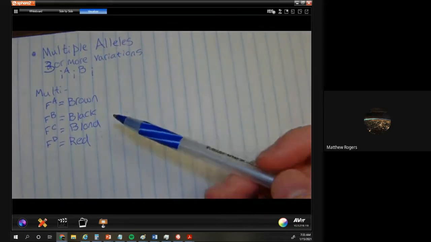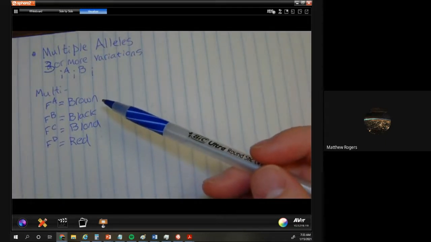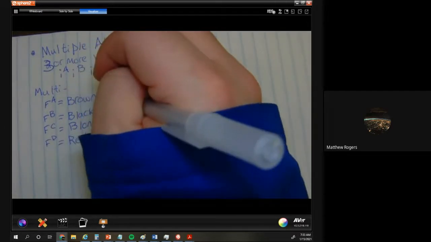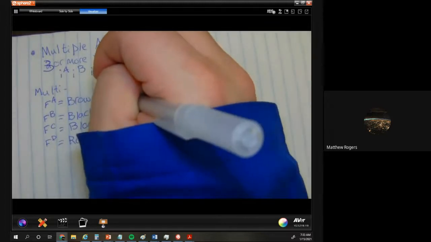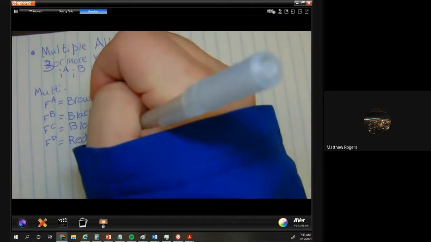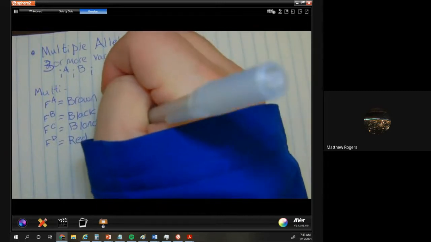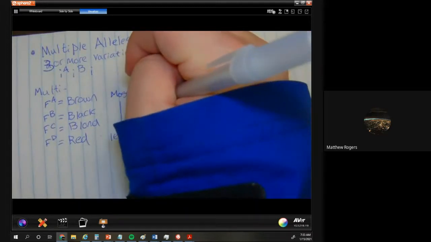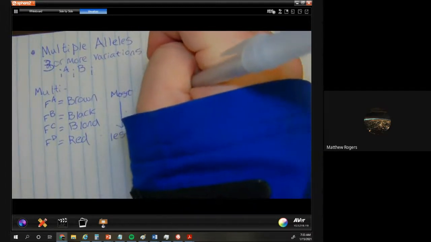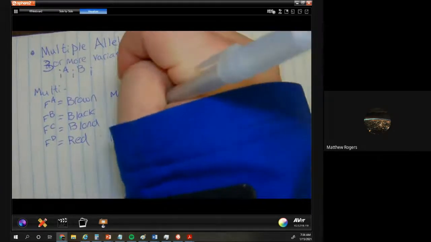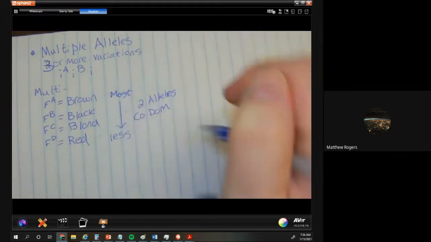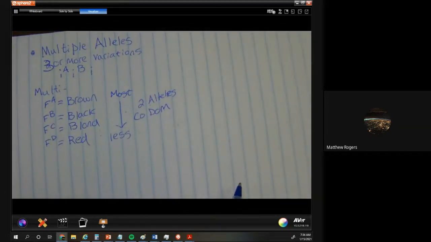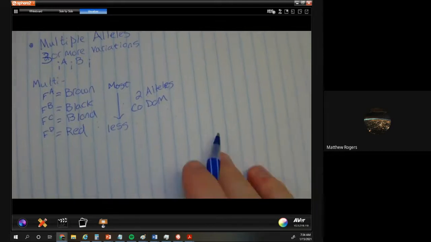Sometimes with multiple alleles, they'll tell you the hierarchy of dominance, which means which one is more dominant than all the other ones. For this question, brown hair is the most dominant, and red hair is less, and it goes down. And if I have two different alleles, they're codominant. So they both show. So this is more or less how we get hair color.